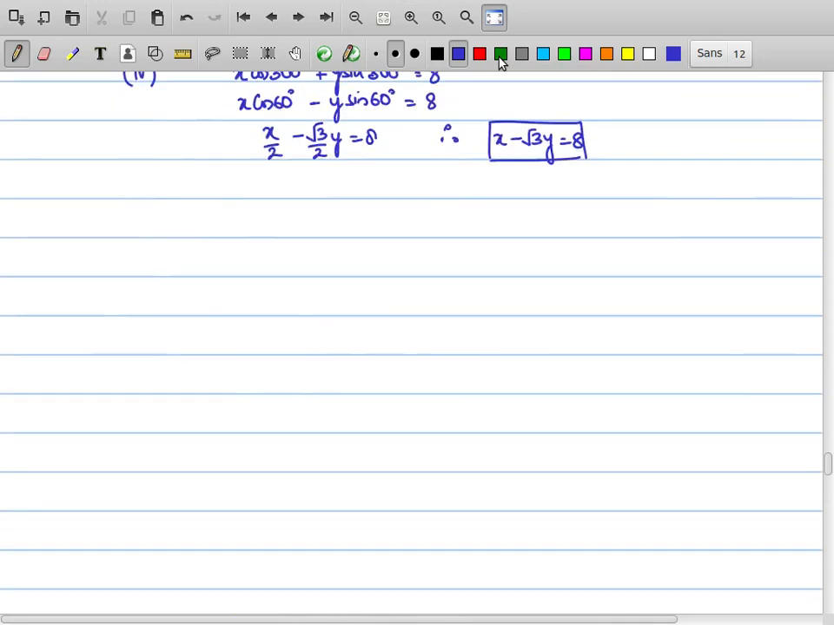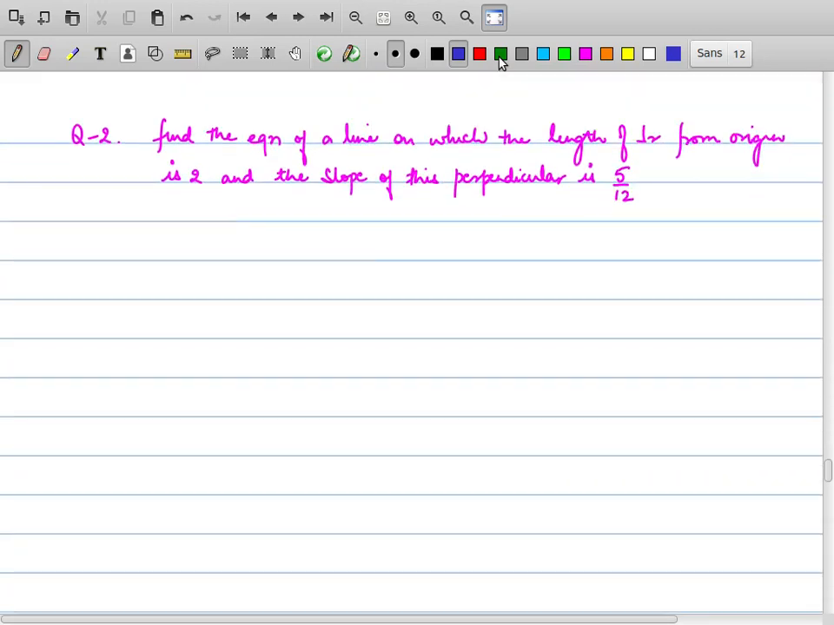The next question that we'll take is, find the equation of line on which the length of perpendicular from origin is 2. Always remember, the basic hint is whenever you are given the length of perpendicular from origin, straight away think of the normal form. Either you are given the length of the perpendicular from origin or the slope of the perpendicular from the origin. In either of the case, think of the normal form.